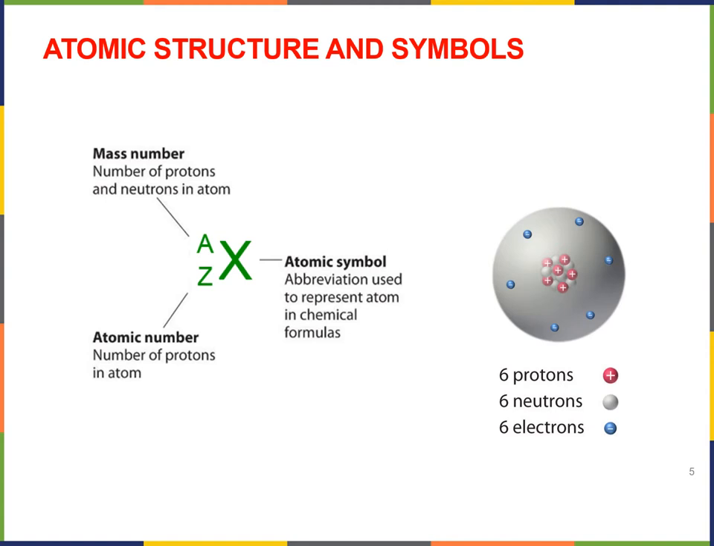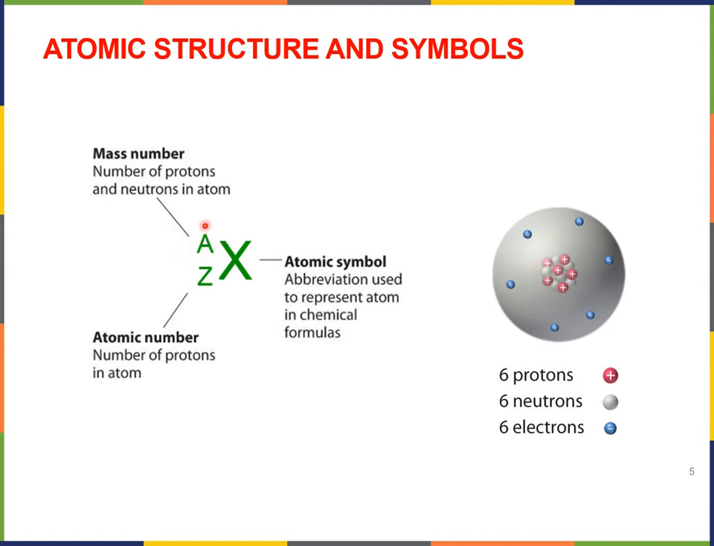Now in chemistry, as in life, we often use abbreviations. So atoms are often written in an abbreviation with the following form: X, which corresponds to the atomic symbol. The atomic symbol is an abbreviation that's taken from the periodic table used to represent an atom of a particular element. So if you look at your periodic table, you'll see that the abbreviation for hydrogen is H. The abbreviation for helium is He. And we'll learn about this further in our lecture video on the periodic table.